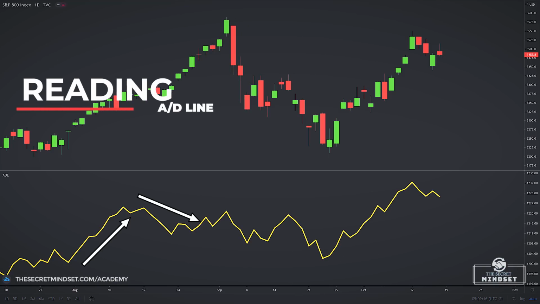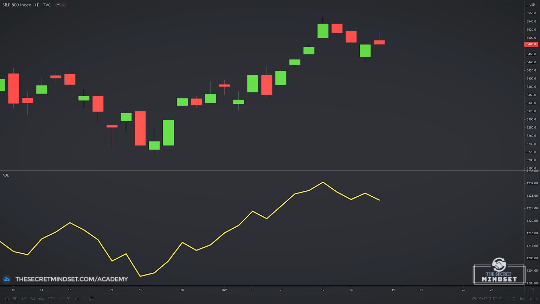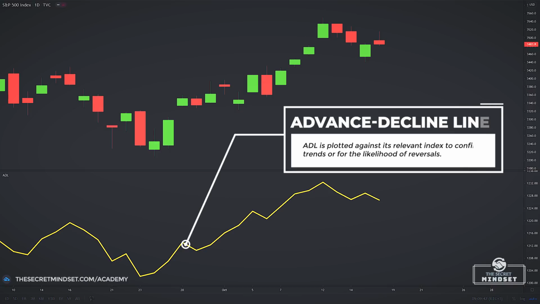The value of the AD line always begins from some fixed starting point, and this means that the initial value begins at zero. What is most relevant in the advance-decline figure is the slope of the line and not the absolute cumulative value. The advance-decline line is seldom used by itself. Instead, it is plotted against its relevant index to confirm trends or for the likelihood of reversals.